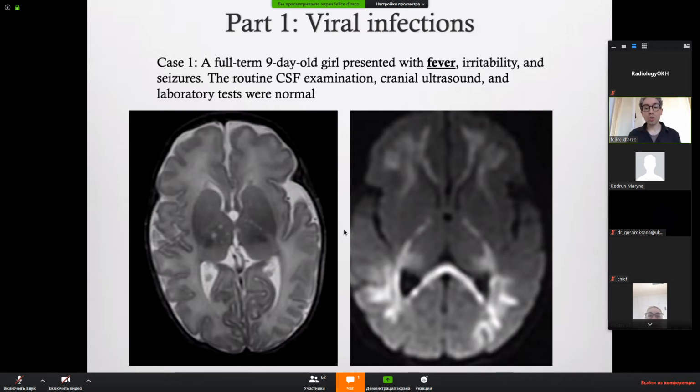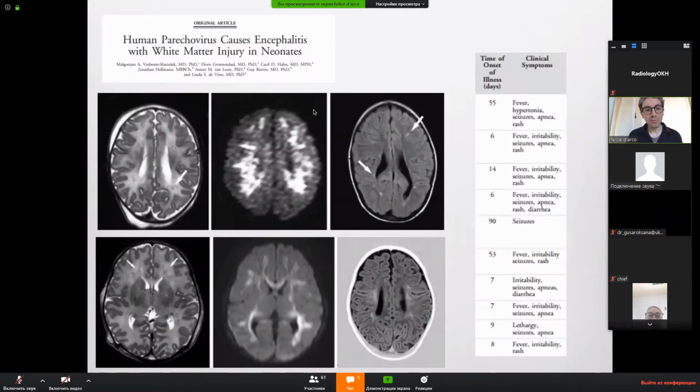So what is that? This is a viral infection, of course, because we are speaking about viral infection. And this is a human parechovirus infection. There are some other viruses that give you these findings, but the important thing is that parechovirus is the one that has been described the most. But the important thing is to write in the report: this is a white matter distribution in a neonate suggestive of viral infections such as parechovirus.